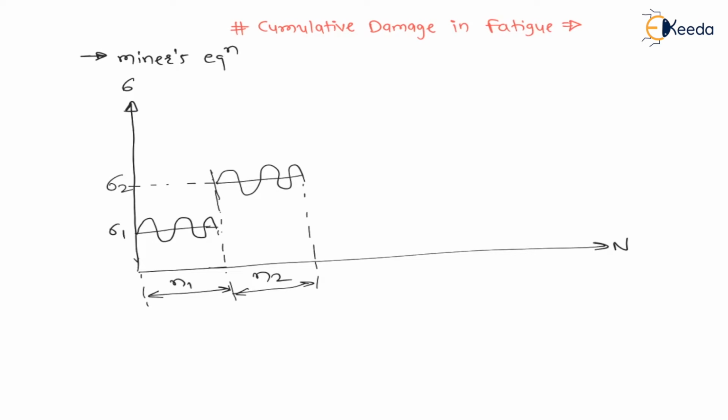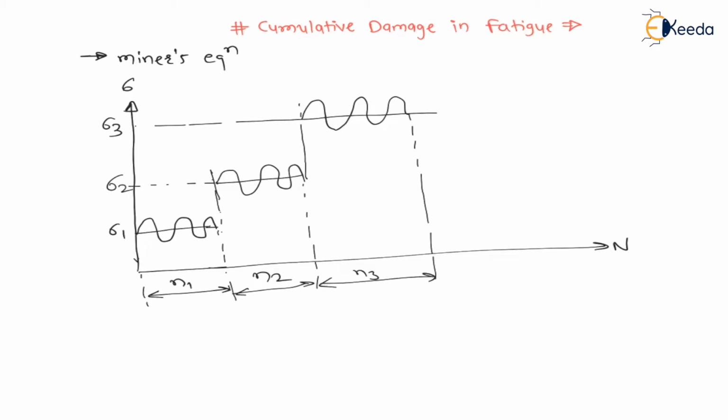After that, again the load is changed, and for another n3 cycles the component is subjected to sigma 3 stress. Again the magnitude of load is changed, and for another n4 cycles the component is subjected to stress sigma 4, and this continues so on. This is called cumulative damage in fatigue.